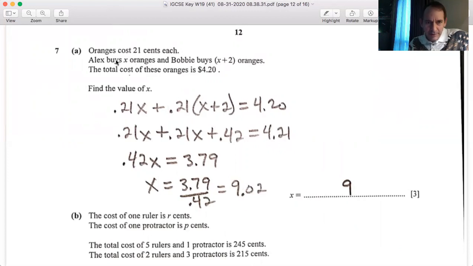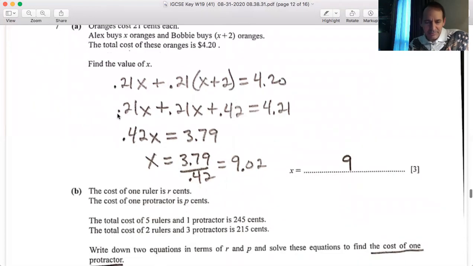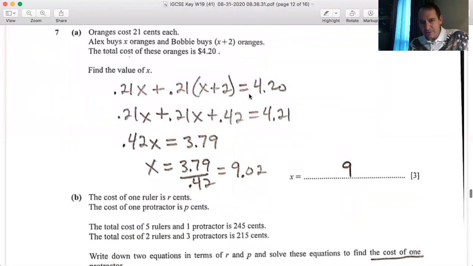So we have Alex buys x oranges at 0.21 each. Bobby buys x plus 2 oranges. They still cost 21 cents each. And the total value was $4.20. So when I distributed here, I get 0.21x plus 0.21x times, then distribute it here to the 2 and you get 0.42. When I rewrote this, I guess maybe because I had 0.21 and 0.21, I wrote 0.21 again, but it was supposed to be 4.20.